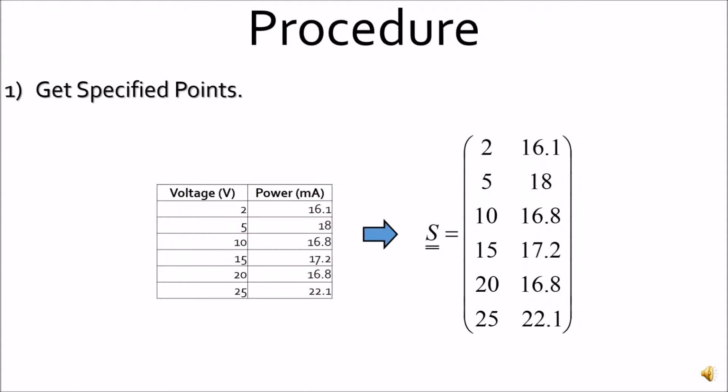Okay, so how do we do this? This is quite an involved process, and it is rather time consuming to get it all working, but once you've got it sorted, it can be very useful indeed. The first thing you do is get your known, specified points. In our case, it's some voltage and some power output, and I've used volts and milliamps. Then we're going to take these values and put them into a matrix.